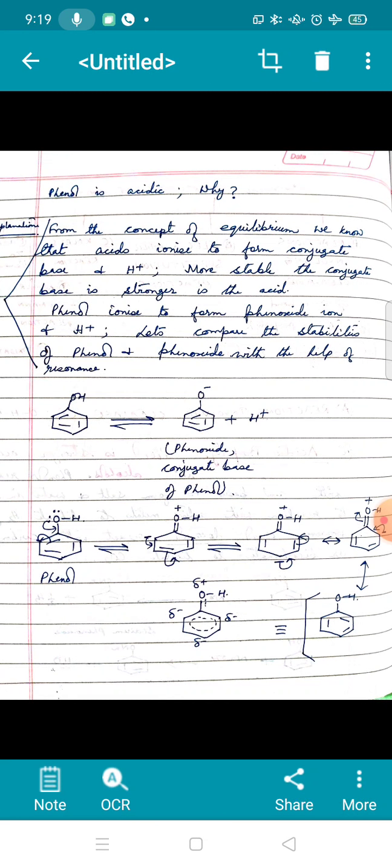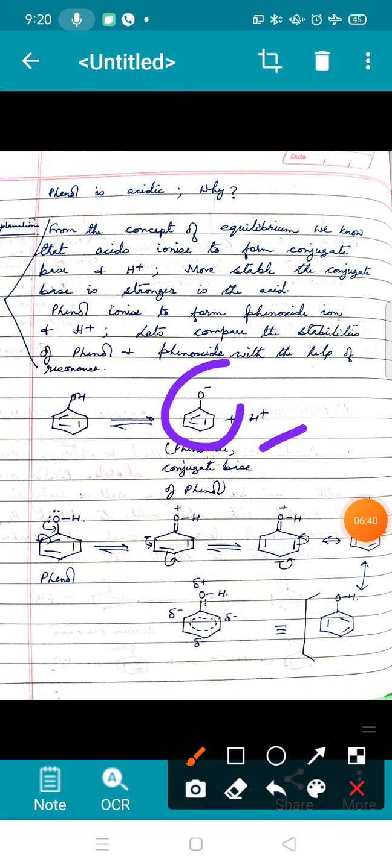Now this question may be asked: why is phenol acidic? You know, an acid is something which provides H+ ion according to Arrhenius or Bronsted. Now phenol, if it gives you H+, will be left with the phenoxide ion. And we know any reaction will occur if the product formed is stable. So all processes occur to attain stability.